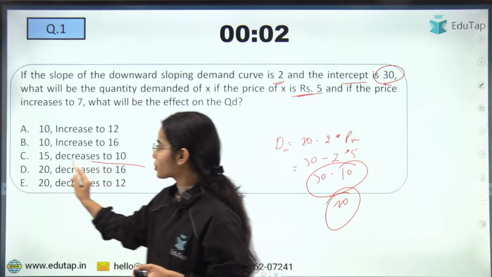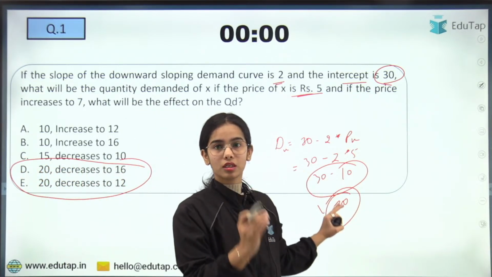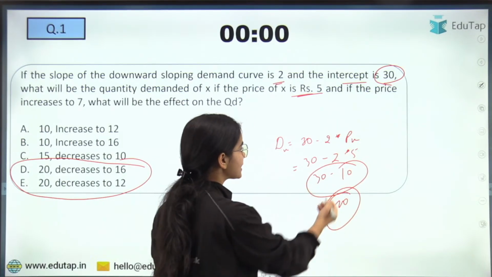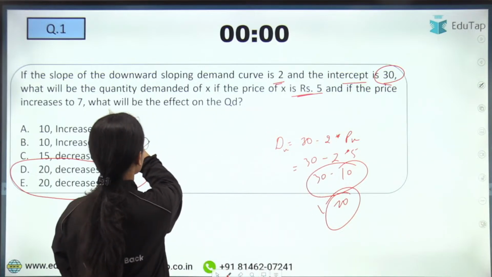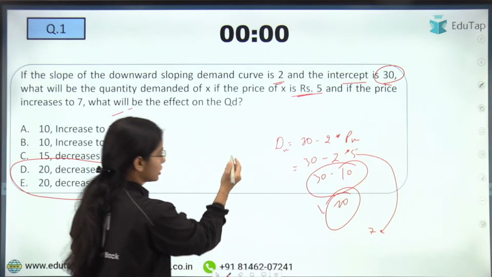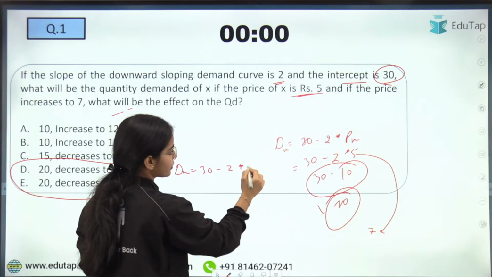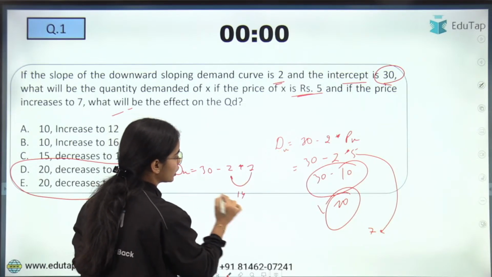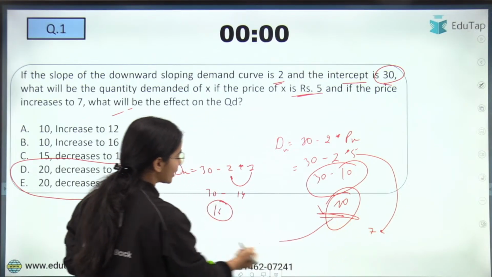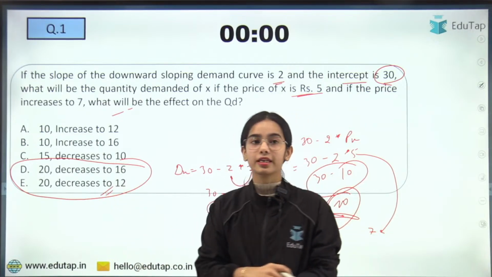So either the option can be D or the option can be E. Now when the price is 5, the demand of x is 20. Now let's say that the price has increased from 5 to 7. With the same equation, demand of x is equal to 30 minus 2 times 7, which is 14, so 30 minus 14 is 16. That means demand was 20 before, and now it has decreased to 16. So the answer here is E.